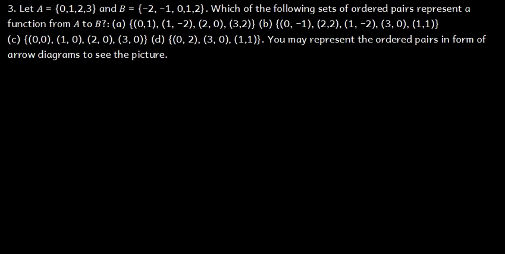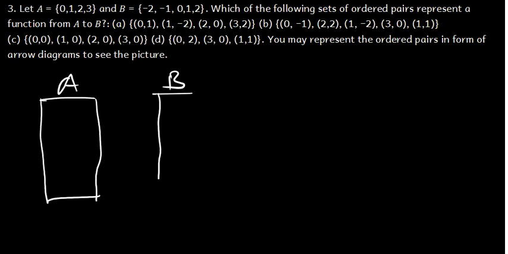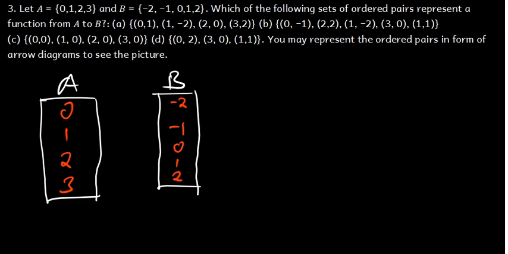Okay, so let's see, we have question 3 here, which is saying let set A be equal to... So we're going to be using that. We have been given A and B to be equal to 0, 1, 2 and 3. Then B is -2, -1, 0, 1, 2. Now the first point here, they are saying which of the following set of ordered pairs represent a function from A to B.